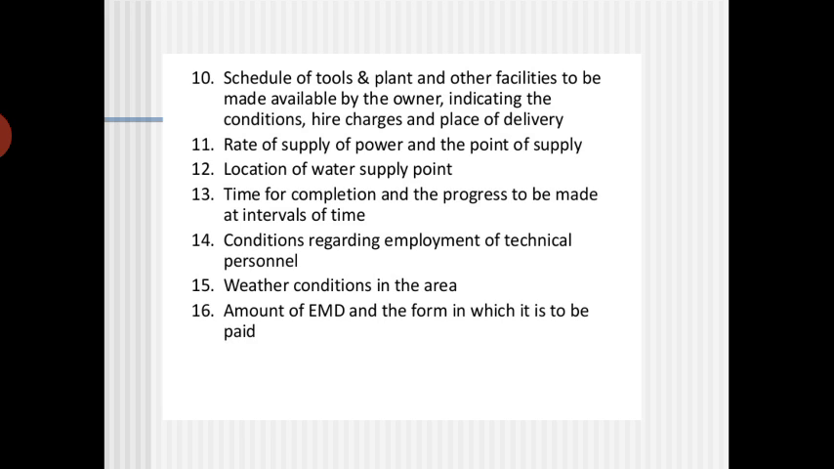Because suppose they award the tender and it has to be executed within 1 month, and suppose the instrument is not working, normally procuring that instrument again will take its own time. So in that condition all the things have to be mentioned in that tendering document. Rate of supply of power and the point of supply, that power supply has to be mentioned properly.